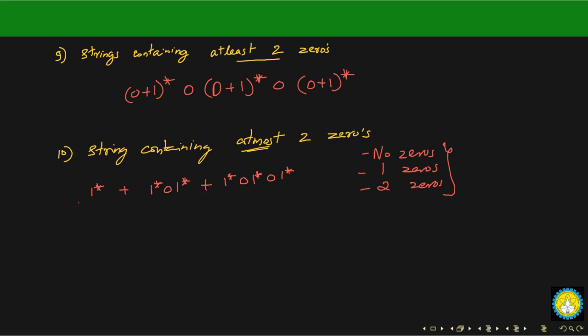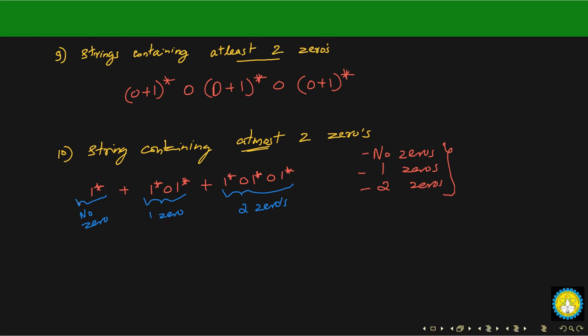Okay, so this part will accept no zeros. This part will accept all the strings with one 0, and this part will accept all the cases with two zeros. Right. Now all the cases are fitting in, are getting accepted, right? So this is one way of designing it.